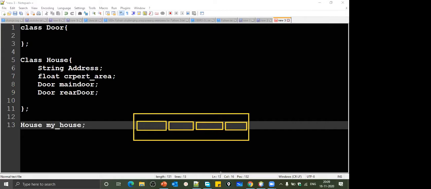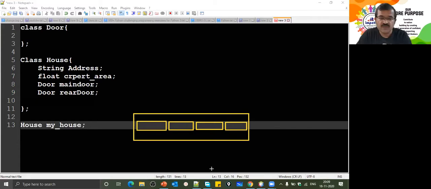In short, if a class contains a user defined data type, then it's a class object relation. Always. It has an attribute, and that attribute is an object of some other class. Rear door is an attribute, and that attribute is an object of some other class. So it's always composition. Rather, in the definition itself, I had said that.